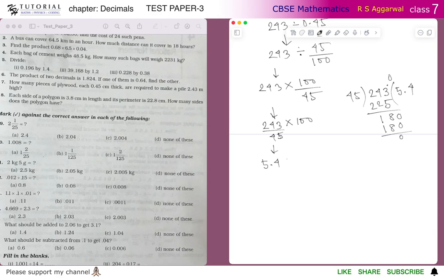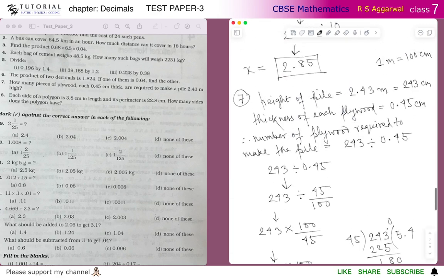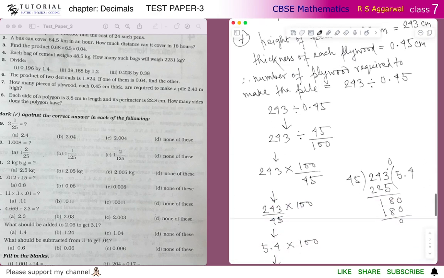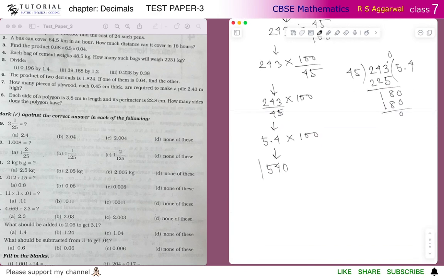So this becomes 5.4 multiplied by 100. When we multiply a decimal number with powers of 10, we shift the decimal point to the right by as many places as there are zeros in the power of 10. So in this case, we shift the decimal point to the right by 2 places. So this becomes 540. So the number of plywood required is 540. 540 is the answer.